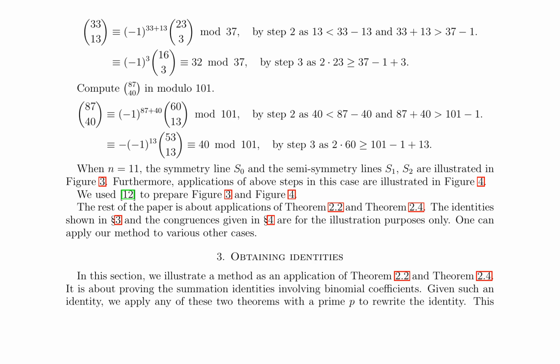The remainder of the paper focuses on applying Theorem 2.2 and Theorem 2.4 to obtain identities involving binomial coefficients. The identities and congruences presented in sections 3 and 4 are for illustrative purposes only, and the method can be applied to various other cases. The key idea is to use these theorems to rewrite summation identities involving binomial coefficients, thereby proving these identities. This section sets the stage for the subsequent sections, which will delve deeper into the applications of these theorems.